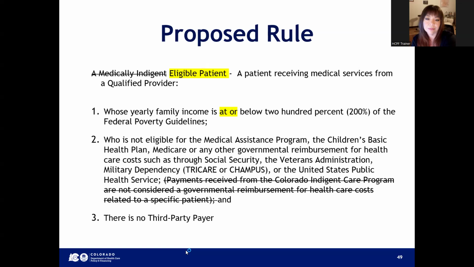The proposed rule will replace medically indigent with eligible. So the definition for eligible patient will then be changed to part one of the definition, a patient whose yearly family income is at or below 200% of the federal poverty guidelines. And then since CICP is sunsetting, CICP verbiage within all of the rule will be struck out. It will be removed.